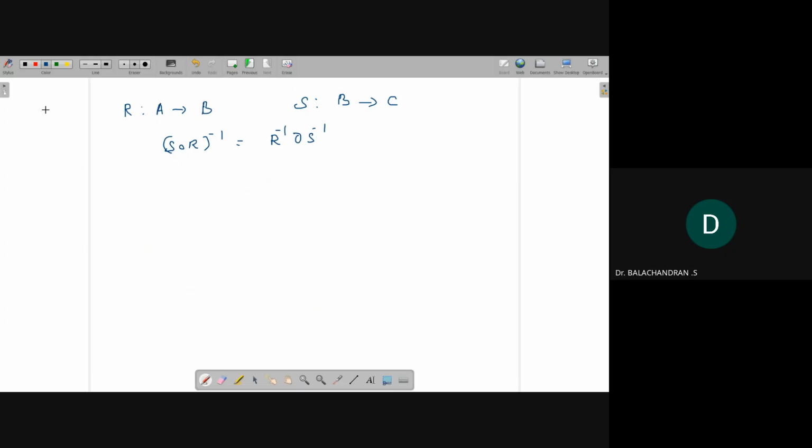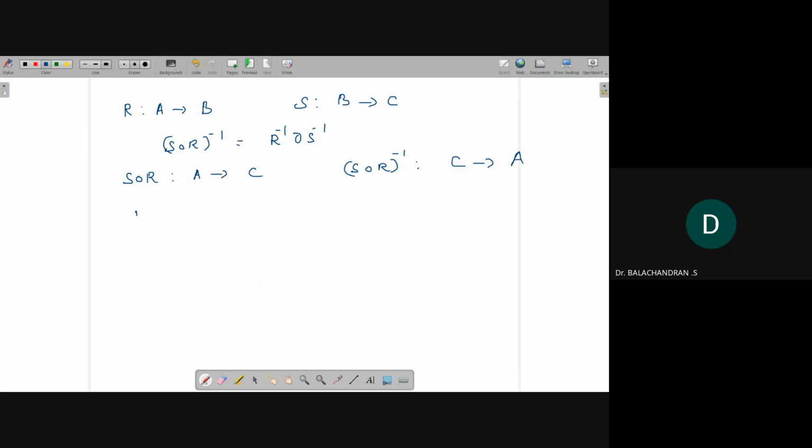So now, what is the meaning of S composition R? First, you should know S composition R means first you should apply R, so A to B and then B to C, which means A to C. Then (S composition R) whole inverse means what? S composition R is from A to C, so its inverse is from C to A.